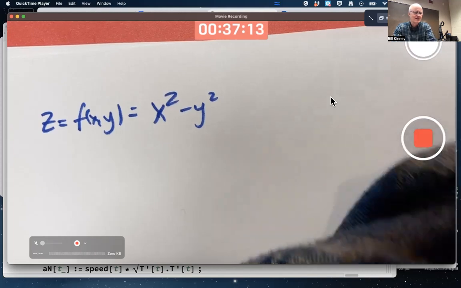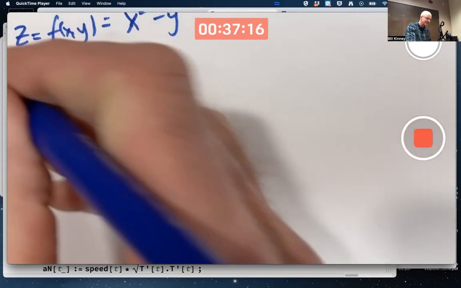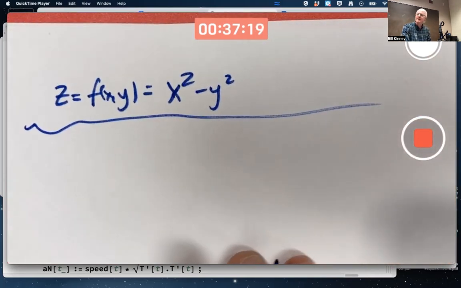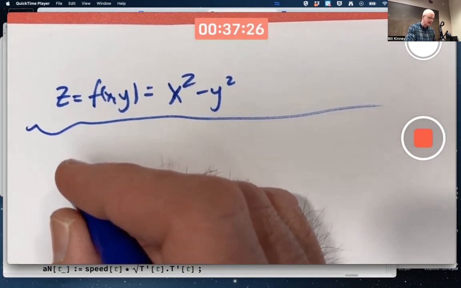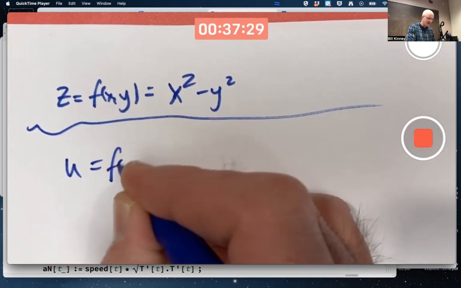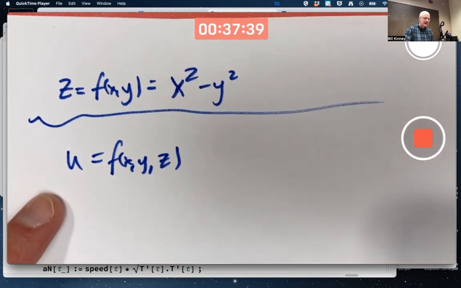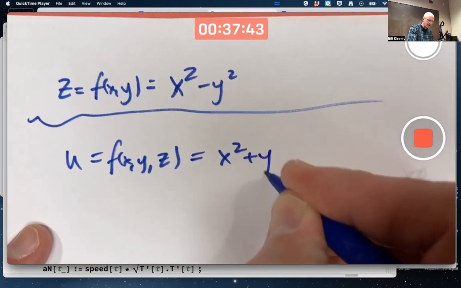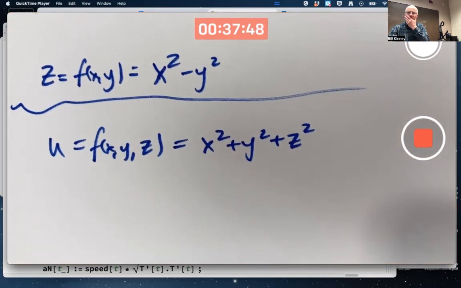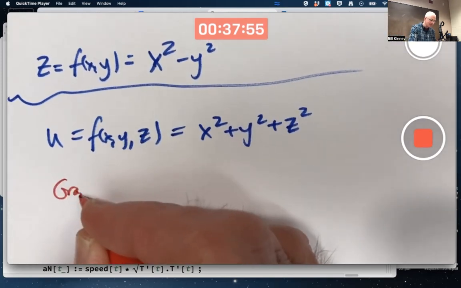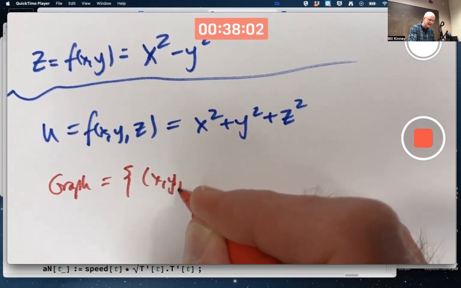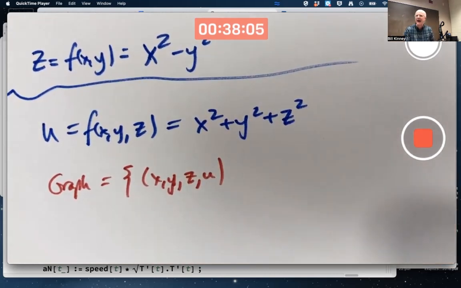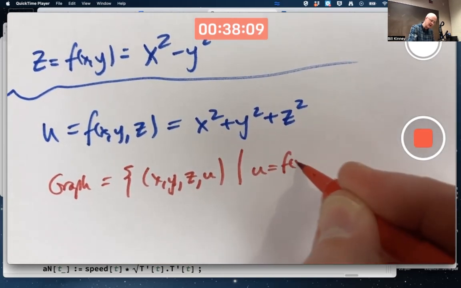We can also do functions of 3 variables, I meant to say. I don't remember what letter the book uses for the output. I like using u. u equals f of x, y, z equals, I don't know, how about x squared plus y squared plus z squared? What's the graph of this? Mathematically, the graph is the set of all points x, y, z, u in 4-dimensional space with the property that u equals f of x, y, z.